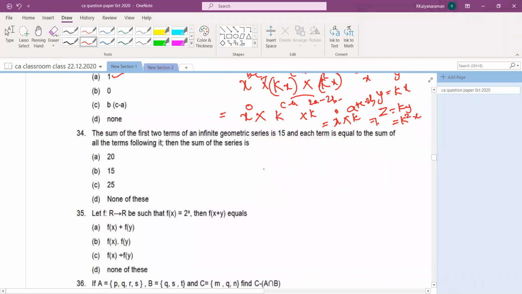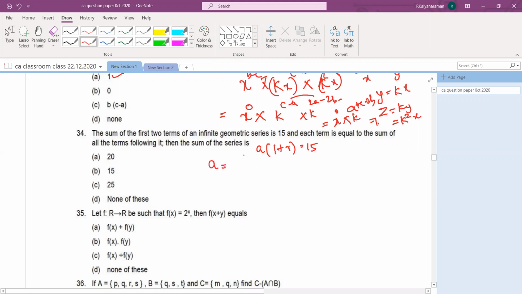The sum of the first two terms of an infinite geometric series is 15, and each term is equal to the sum of all the terms following it. Then find the sum of the series. The sum of the first two terms is A into 1 plus R, this is 15. Because each term is equal to the sum of all the terms following it.